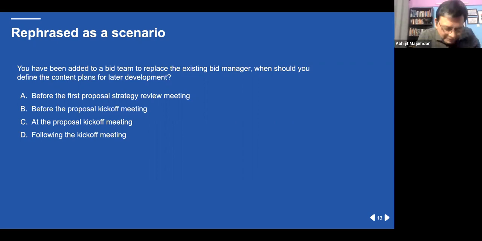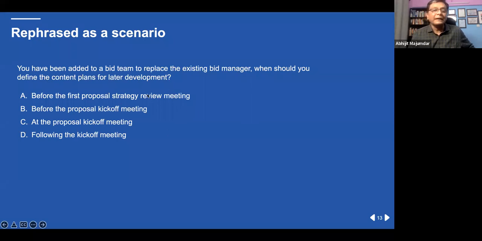Now, see, this is a distractor over here. Whether you have been added to the bid team, or there is an existing bid manager, whoever is doing it, when should they define the content plan for later development? It has got nothing to do with whether you have been added or removed or taken over. Ultimately the stem question comes down to: when should a bid manager define the content plan for later development? And the answers are: before the first proposal strategy review meeting, before the proposal kickoff meeting, at the proposal kickoff meeting, following the kickoff meeting.